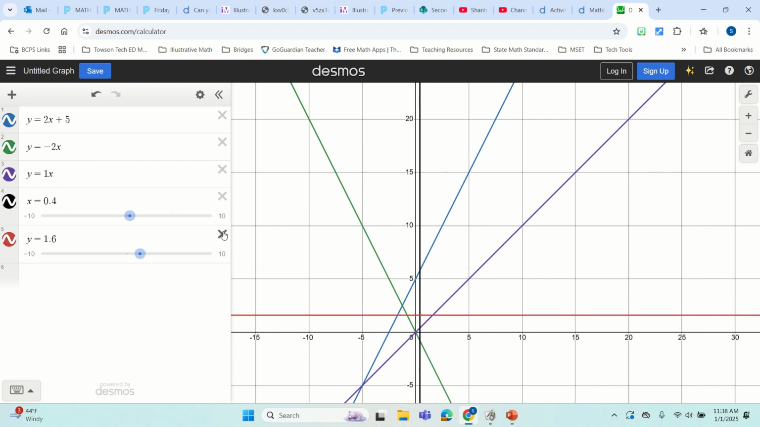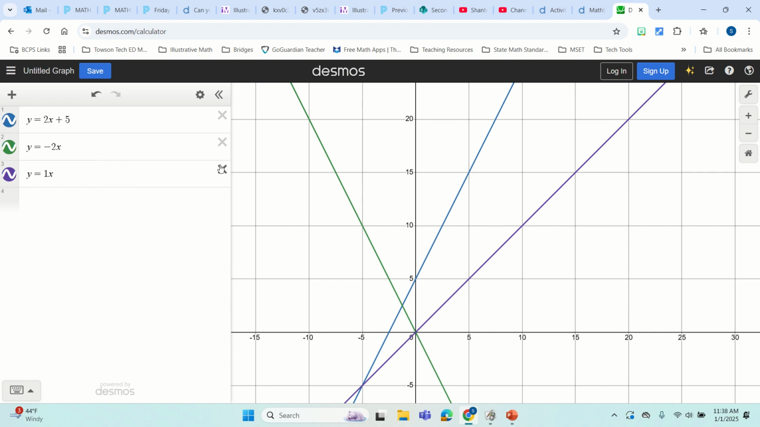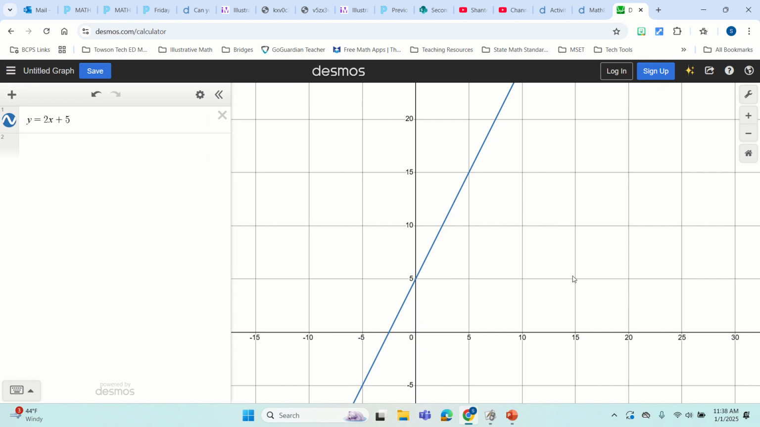Pretty cool stuff. Then you delete, just click the X button to delete, and you can take it right back to where you started. Have fun playing with the graphing calculator.